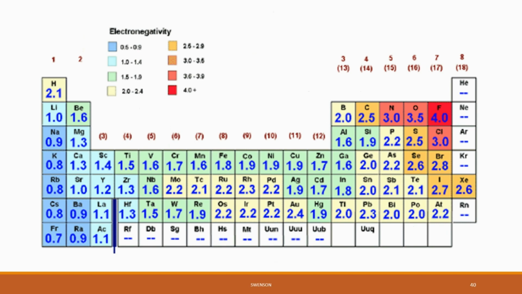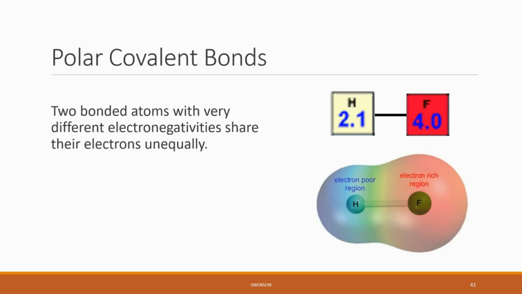So you would imagine that if fluorine was to, say, interact with lithium, which you can find on the second row, lithium on the far left, and fluorine on the far right, that fluorine would very tightly hold on to the electrons that are being shared. In this example, we show hydrogen fluoride. And we have two bonded atoms with very different electronegativities, and they don't share their electrons equally. And so we can imagine here that electrons are going to have a higher probability of being found around the fluorine than around the hydrogen.